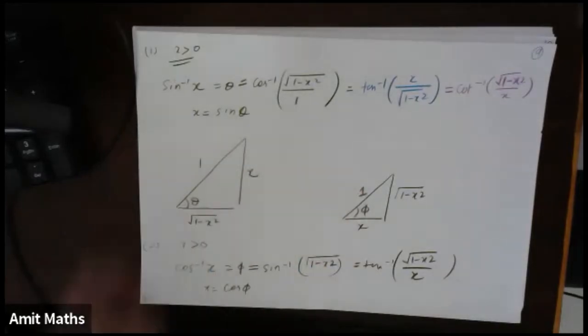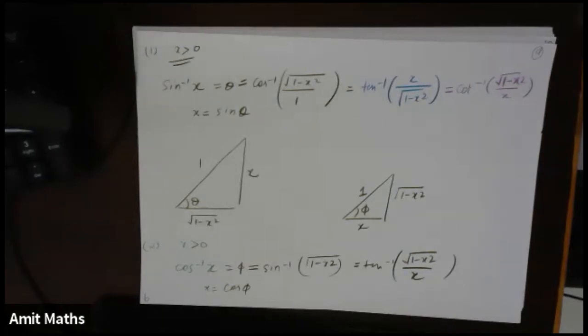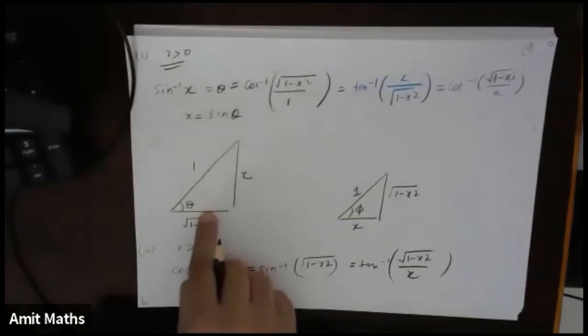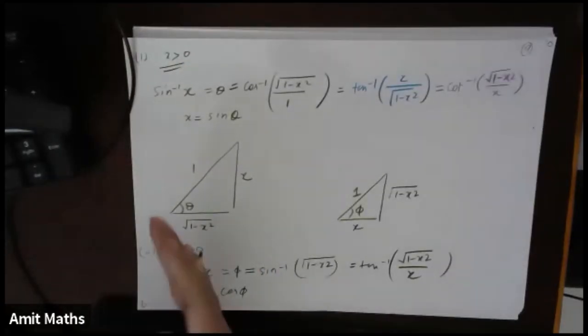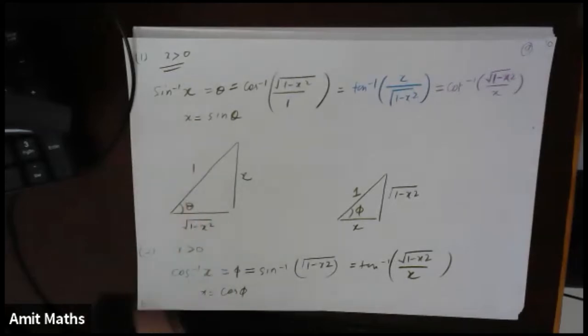So I hope you understood what I actually mean by conversion from one inverse trigonometric function to another. It is simply: take and form a triangle, and then you can relate one inverse trigonometric ratio to another.